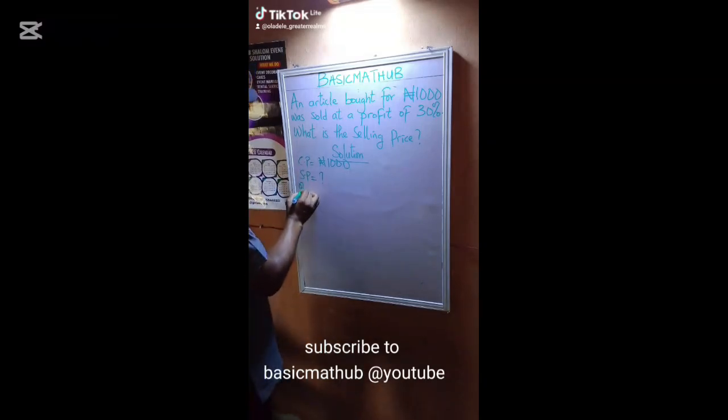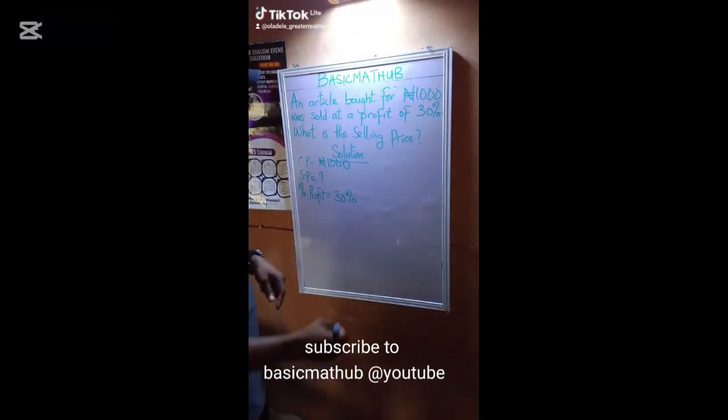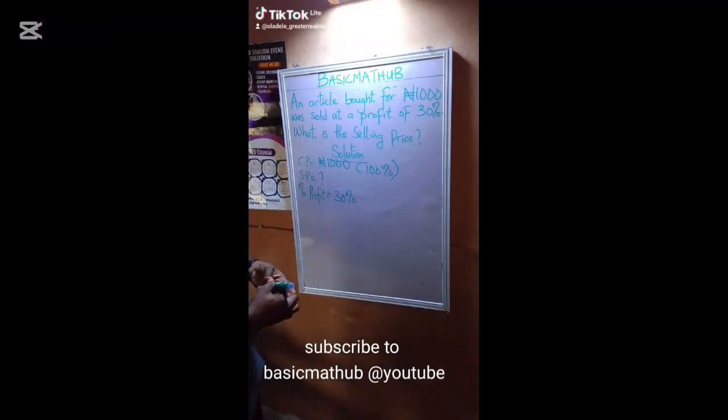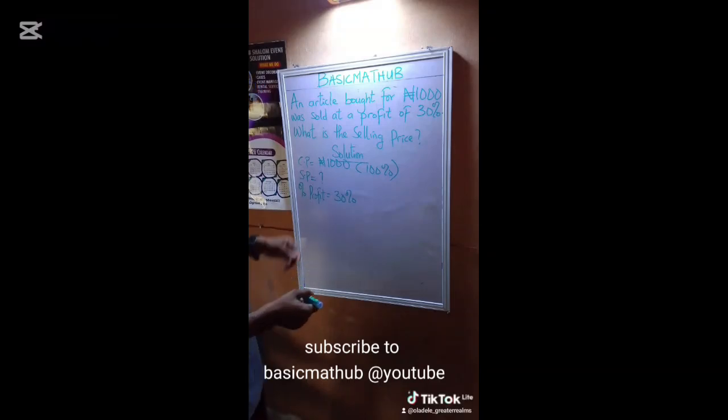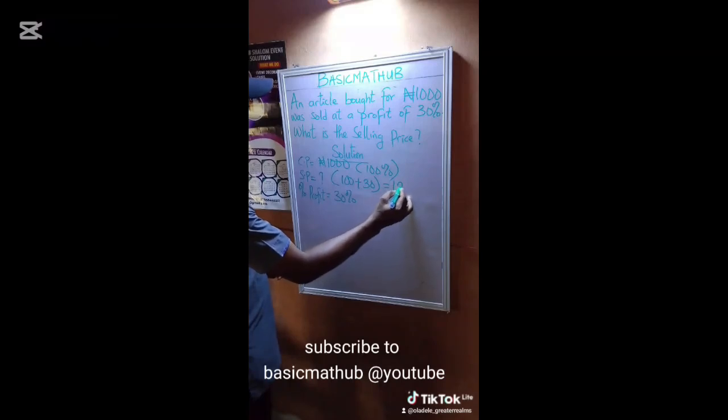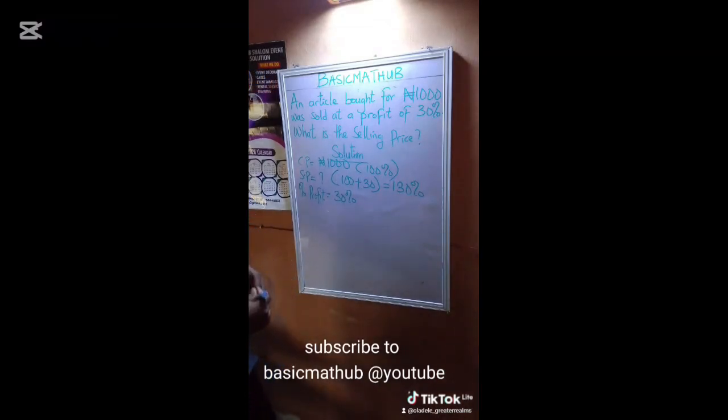And we have the percentage profit, which will be equal to 30%. And don't forget, the cost price in percentage is always 100%. If a transaction gives us a profit, it means the selling price is equal to the cost price and the profit. So if the cost price in percentage is 100, that means the selling price in percentage is 100 plus 30, which will be equal to 130%.